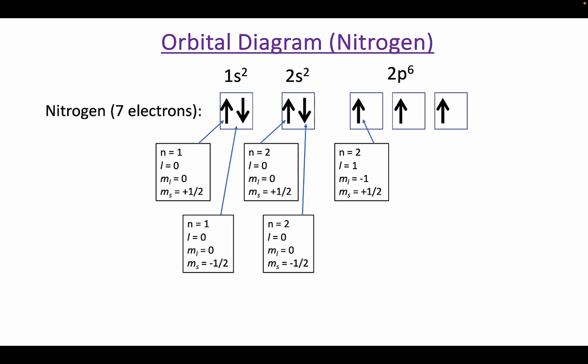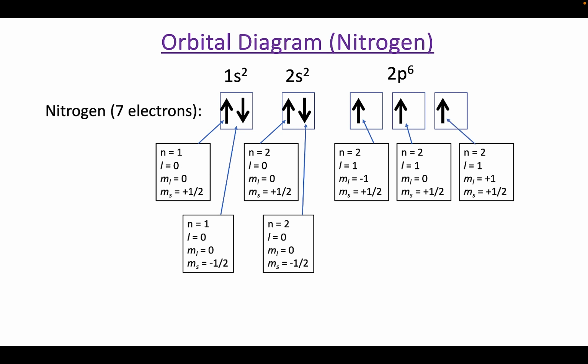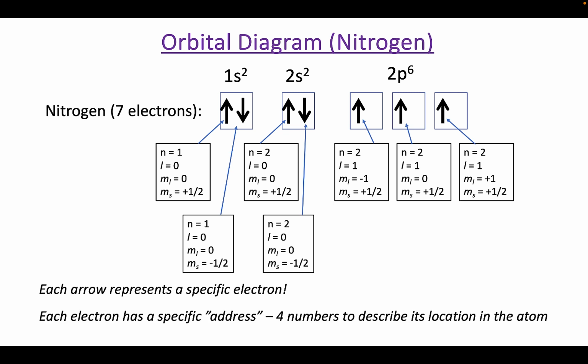Remember that for p, L is equal to 1. ml here we're going to say is negative 1 for this space, and that it's spinning up. And note that n and L are actually the same for all 3 of these, and all 3 of these are spinning up, but what changes are these ml values. So one of these spaces we call negative 1, another we call 0, and the last we call positive 1. And this shows the 3 different spaces that are available for electrons to be in within a p orbital, or within a p sublevel. Each of these arrows represents a specific electron, and note that no 2 have the same 4 numbers. Every single electron basically has its own address that describes where it is within the atom.